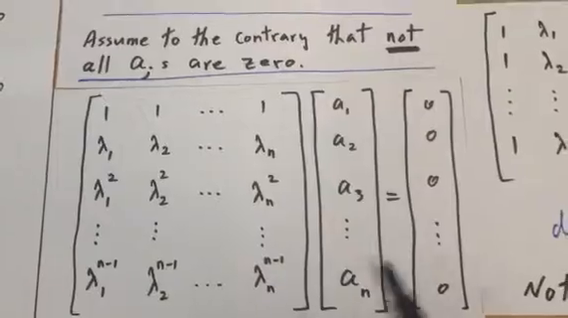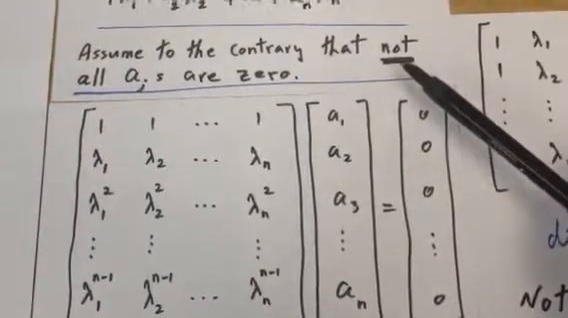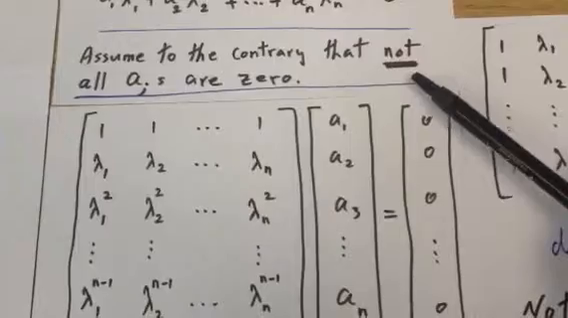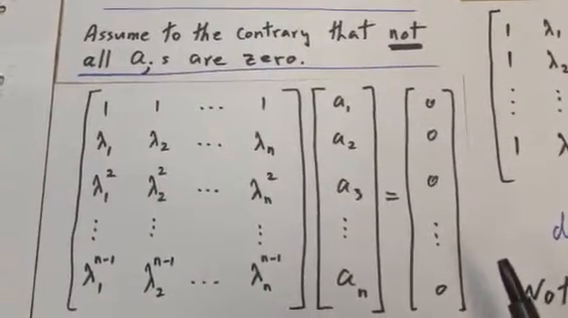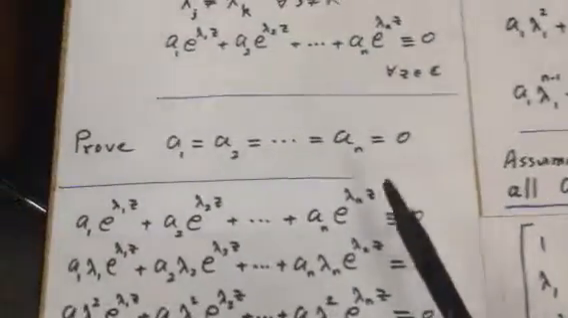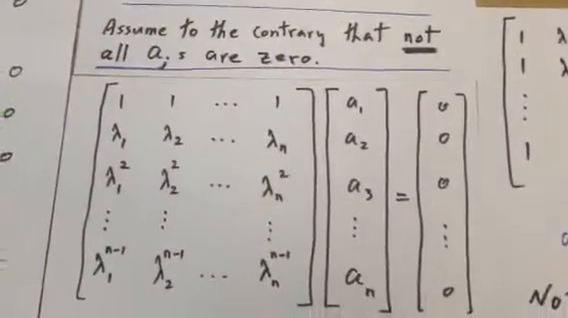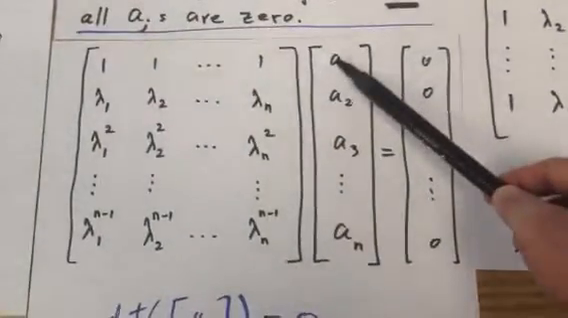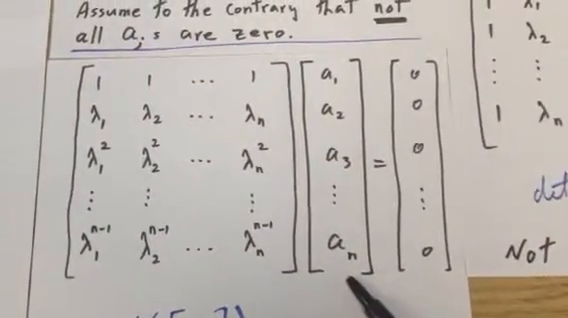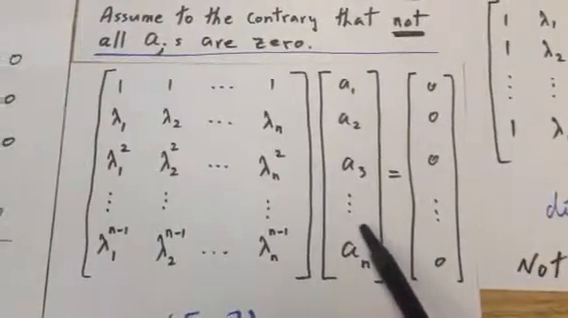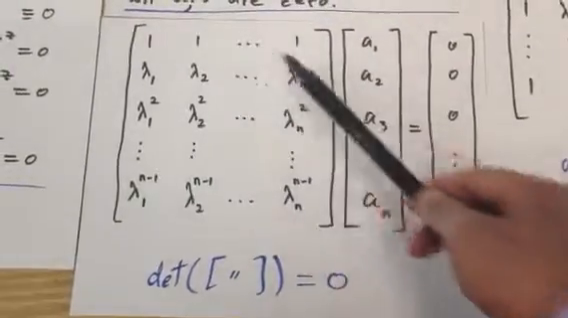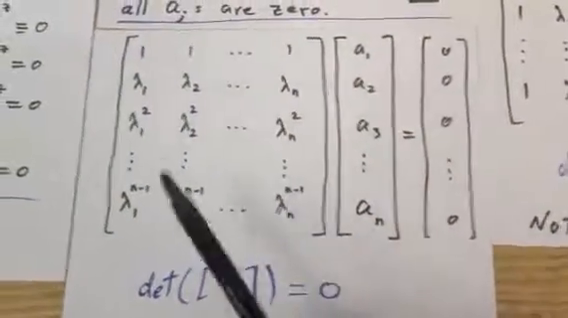Now, to the contrary, if we assume that not all a's are 0, then we can come up with a contradiction at the end. And that is enough to prove that all the a's must be 0. Because if we assume they're not, then we have a contradiction. So if all the a's are not 0, then this homogeneous system has a non-trivial solution. Therefore, the determinant of its coefficient matrix should be 0.